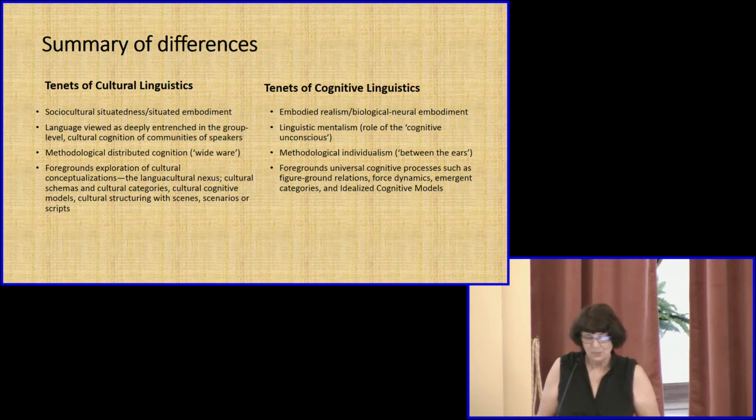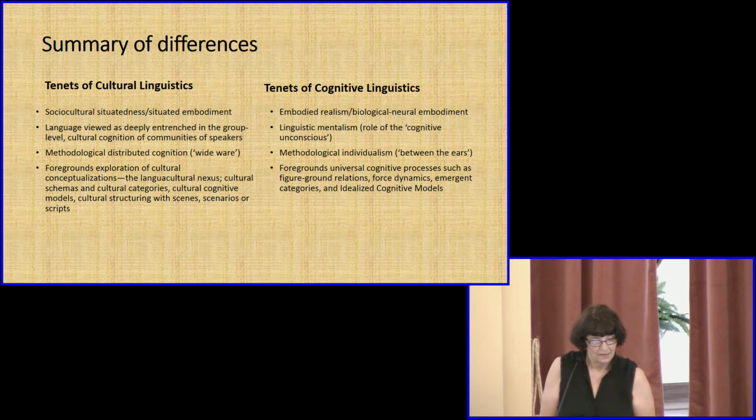Okay, at this point we'll look at some kind of a summary of differences that exist between cultural linguistics and cognitive linguistics, most of which you already know. First of all, you have in cultural linguistics emphasis on social cultural situatedness of language and situated embodiment, Jordan Zlatev's term. In contrast, you still have a clinging to the notion of embodied realism, biological neural embodiment.